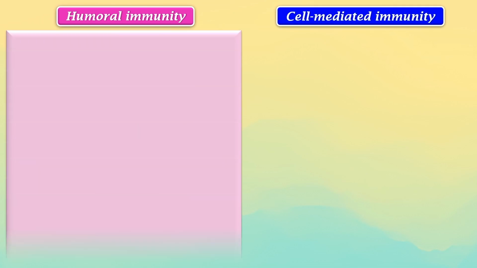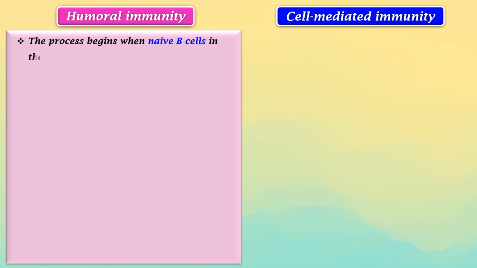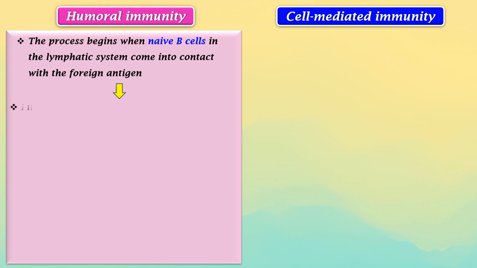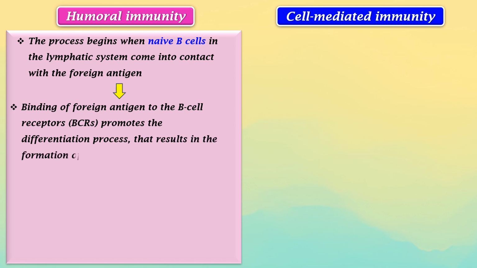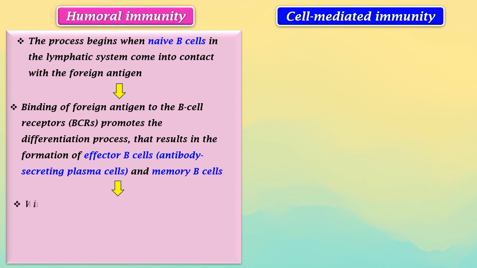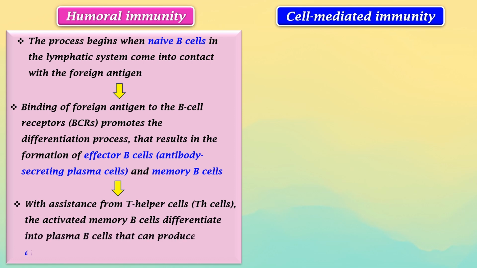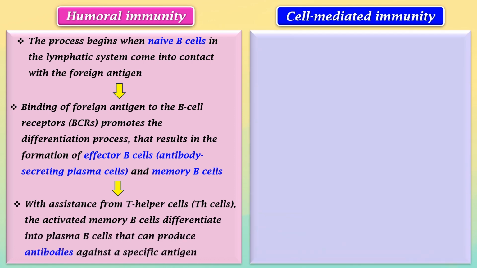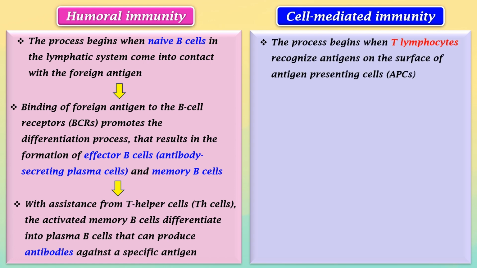This summarizes the comparison between the mechanisms of humoral immunity and cell-mediated immunity. Humoral response begins when naive B cells encounter a foreign antigen. Binding of foreign antigen to the B cell receptors promotes the differentiation process that results in the formation of effector B cells, which are the plasma cells, and memory B cells. With assistance from T helper cells, the activated memory B cells differentiate into plasma B cells that can produce antibodies against a specific antigen.